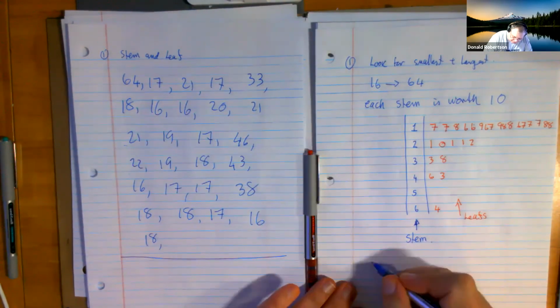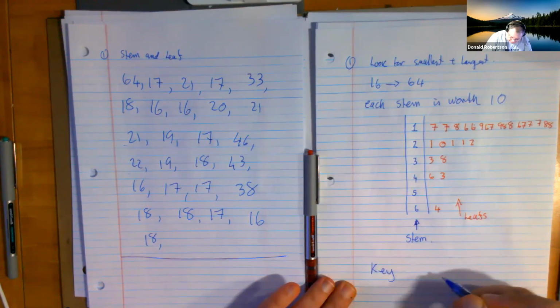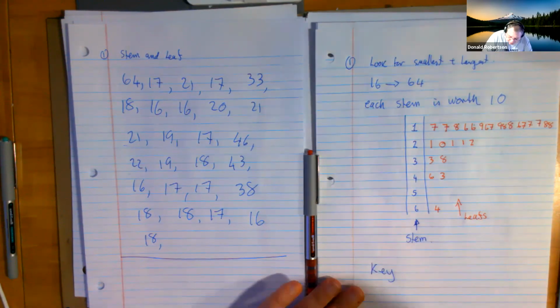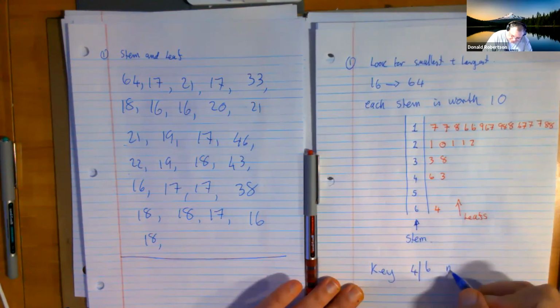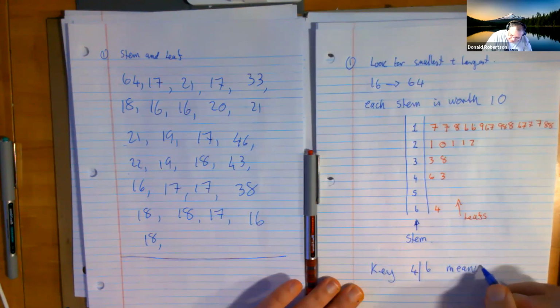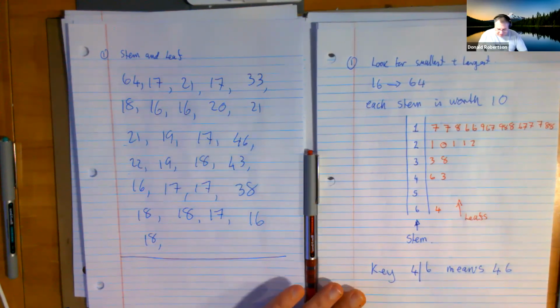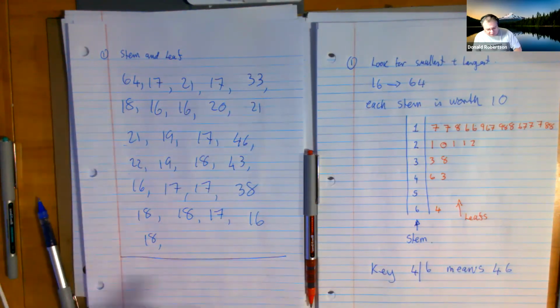And so you normally have to write down a little key to tell people what it means. And you just pick one at random. So I'm picking this one. 4/6 means 46. And you might say, well, it's obvious it means 46. Well, can you imagine that it was a different set of data?